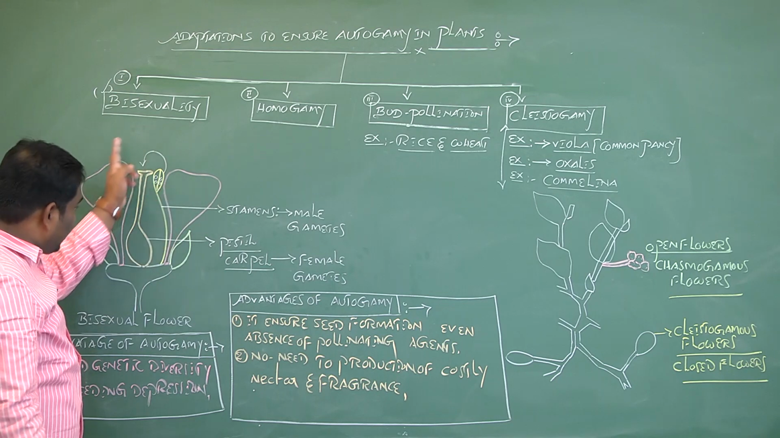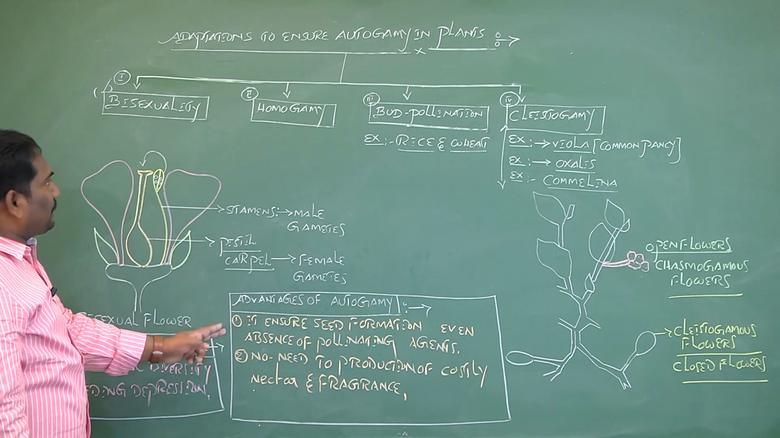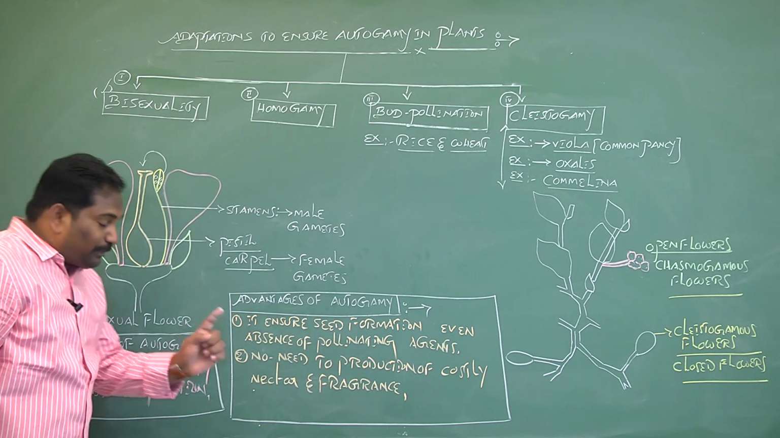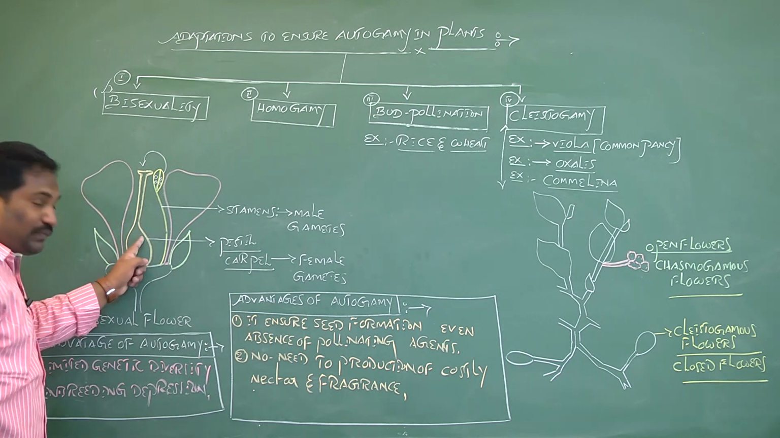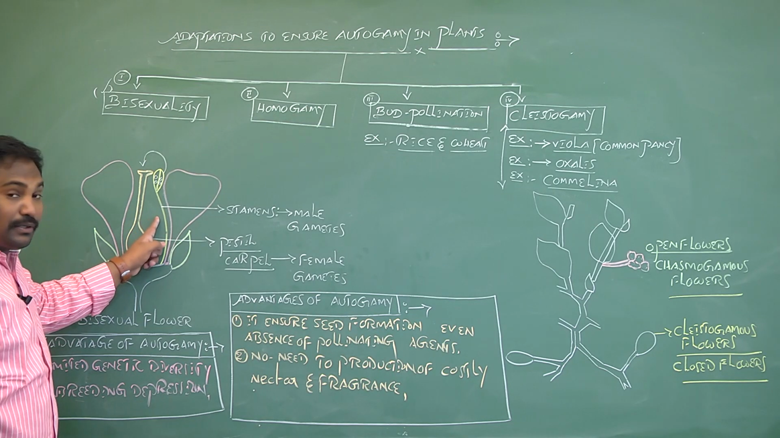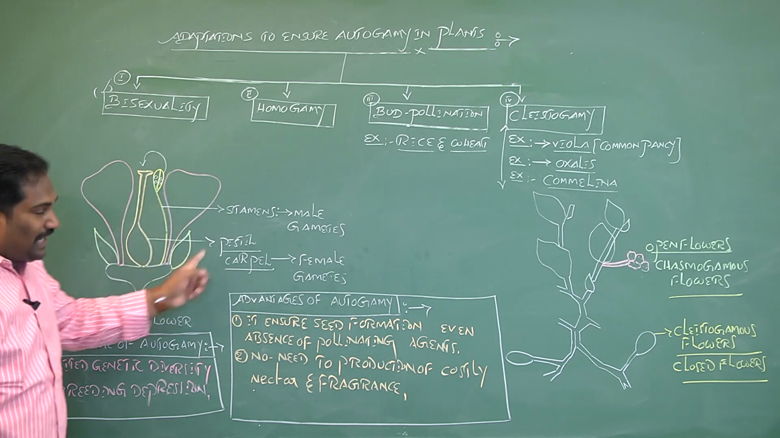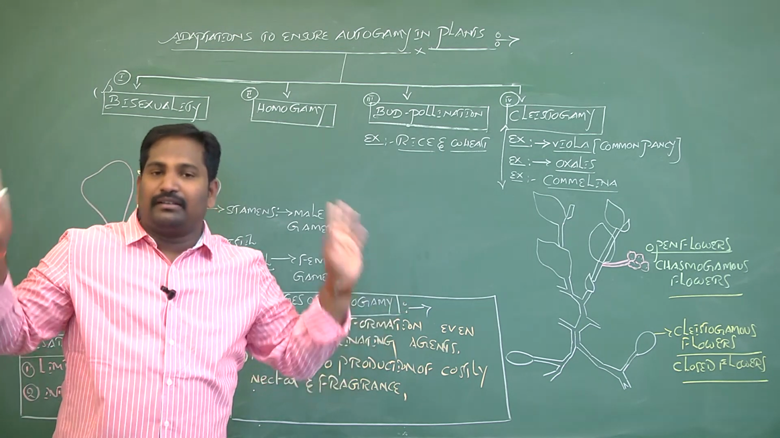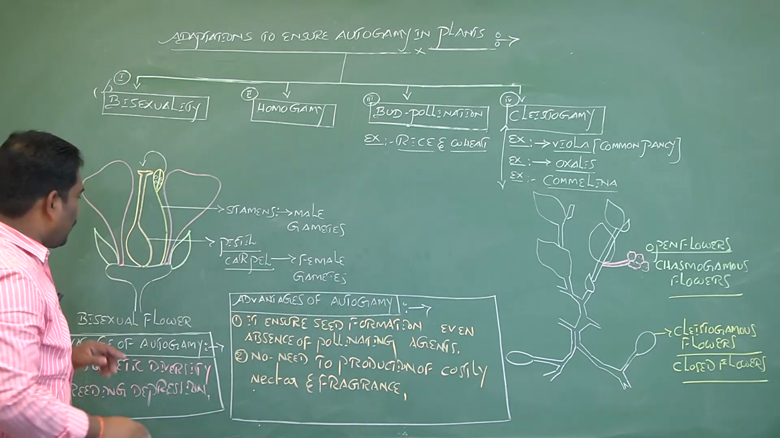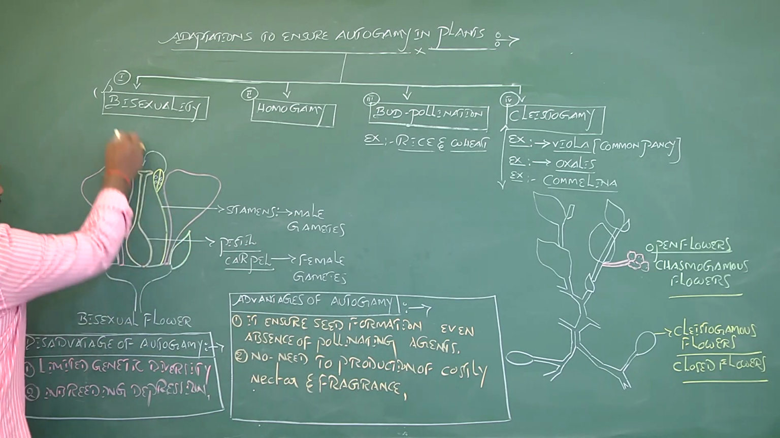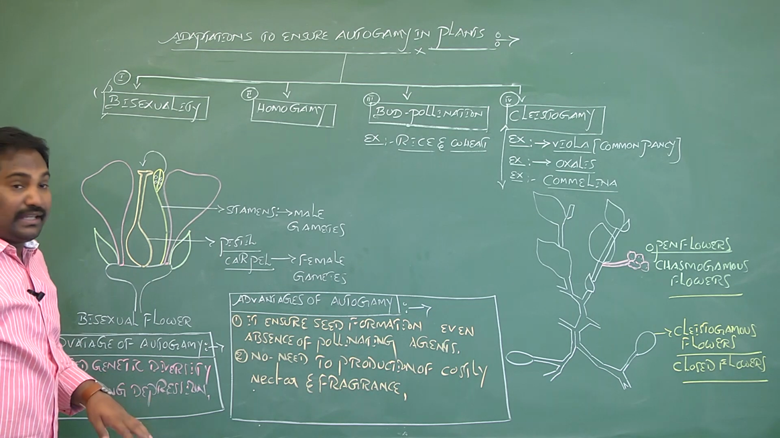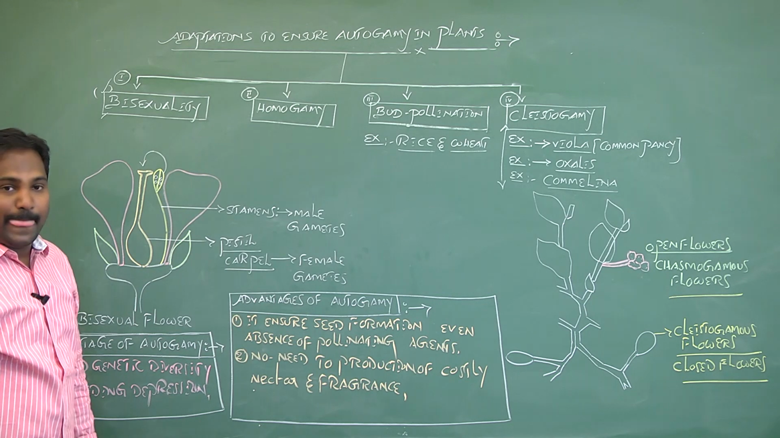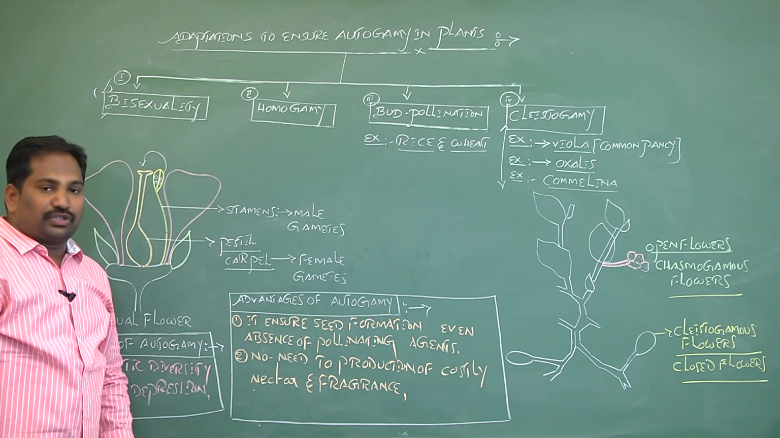So, for this kind of autogamy, the first adaptation to ensure autogamy is bisexuality. If a plant can produce a bisexual flower, there is a chance of autogamy. If a plant can produce unisexual flowers, there is no chance of autogamy. The production of bisexual flowers is called bisexuality. When the flower is bisexual, there is a chance of autogamy. This is the first adaptation.